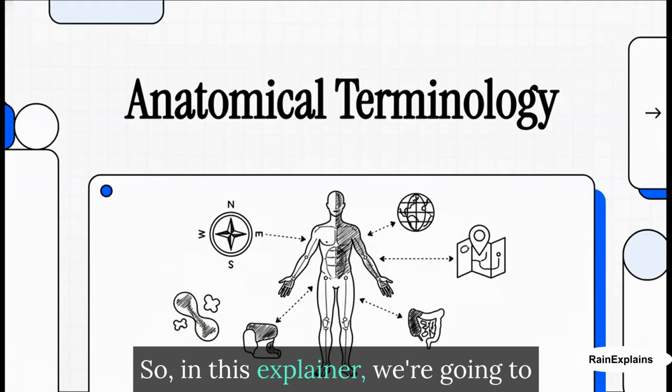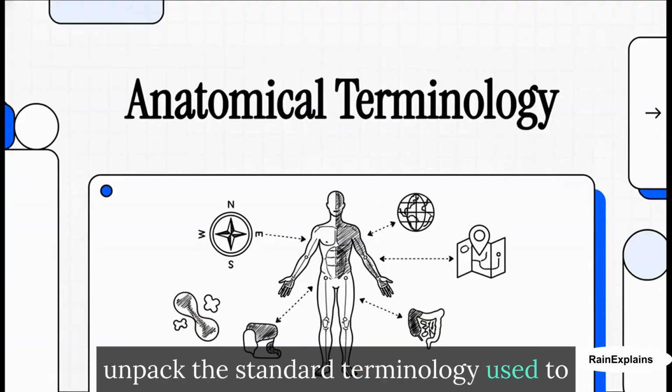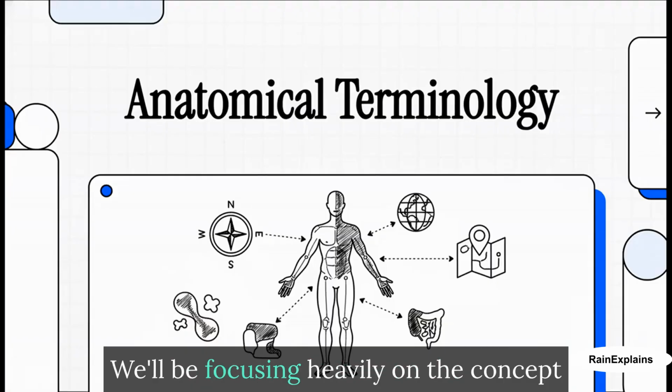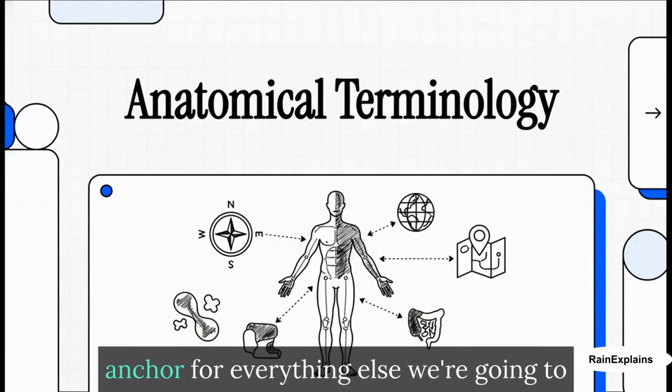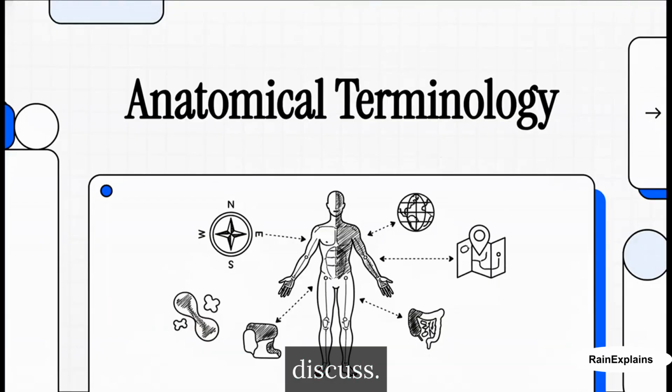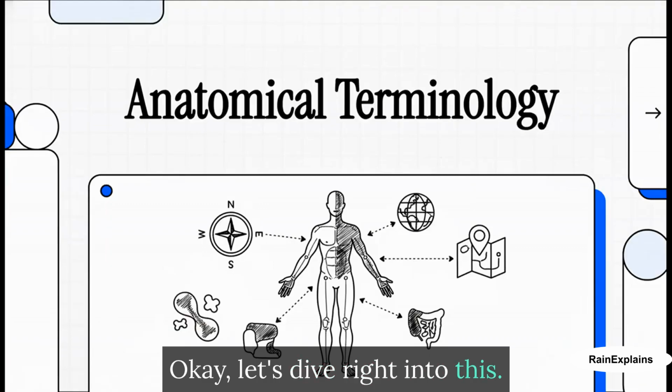So, in this explainer, we're going to unpack the standard terminology used to map the human body. We'll be focusing heavily on the concept of anatomical position, which really serves as the ultimate anchor for everything else we're going to discuss. Okay, let's dive right into this.